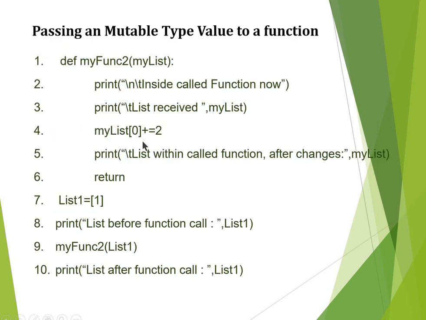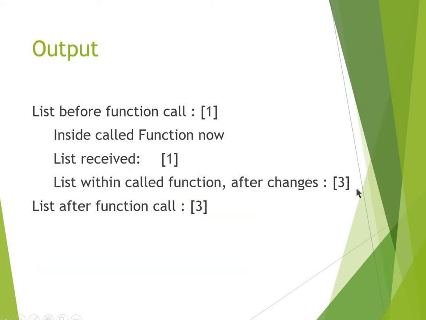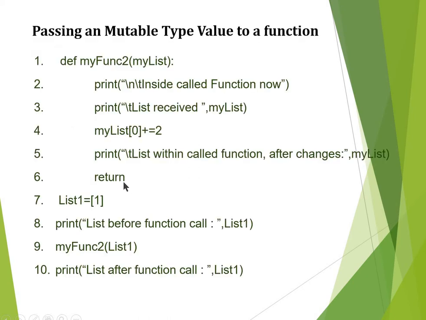Okay, now my list of 0 will be equal to my list of 0 plus 2. So the list is not changing, only the first element of the list is changing from 1 to 1 plus 2, which is 3. So when it prints list within called function after changes, my list, it will print 3. See, list within called function after changes 3, right? Now return. Okay, so it is returning, going back, and list after function call is list1. So what is list1? The same thing, the element is only changed, list1 remains the same. So the same thing will be printed, that is 3.